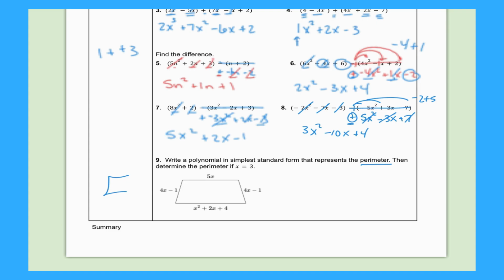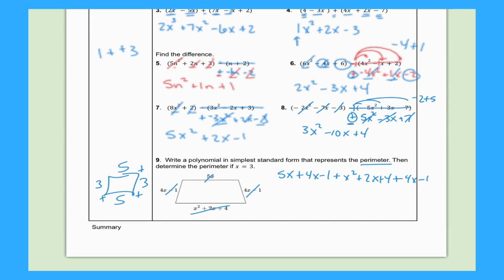Like if I had a problem like this and I'm looking for the perimeter and it was these numbers here, I would just add 5 plus 3 plus 5 plus 3 and add all the numbers. So we're going to do the same thing here. So I'm going to take the first side, 5x, plus the next side, 4x minus 1, plus the next side, x squared plus 2x plus 4, plus the last side, another 4x minus 1.